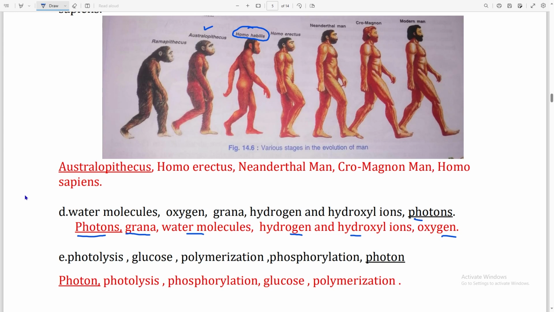Photolysis, glucose, polymerization, phosphorylation, photon. We have to begin with the word photon. Then photolysis means breakdown of water, then phosphorylation, production of ATP from ADP, which occurs in the light reaction of photosynthesis. Then glucose, that means production of glucose occurs in the dark reaction of photosynthesis. Then glucose molecules form starch by the process known as polymerization.